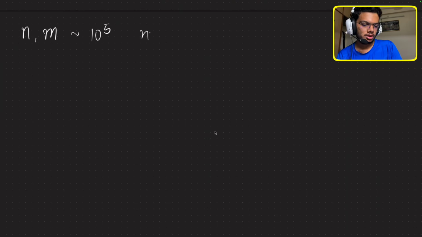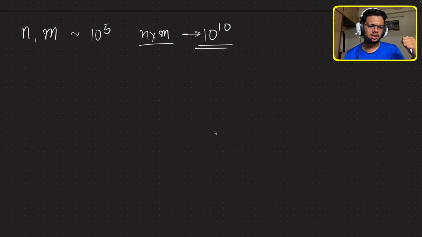You cannot do an order of n into m solution because it's going to cost you 10 power 5 into 10 power 5, which is 10 power 10 operations. In 1 second you cannot do more than 10 power 8 operations. So you cannot do n into m. So if not n into m, then what?